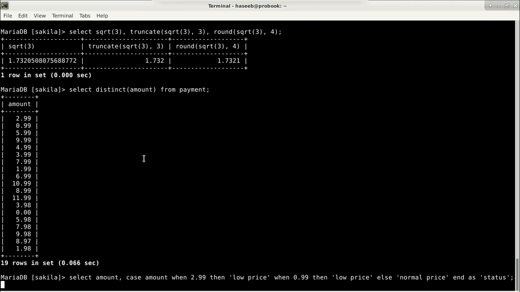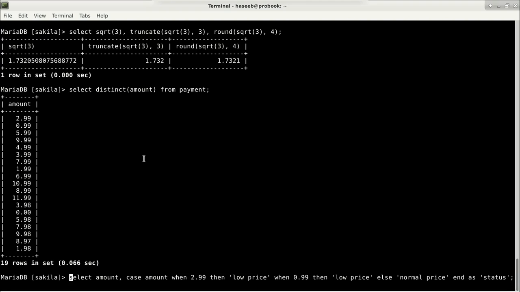Okay, now in the query I have printed two things, the amount and then a case on the amount, and inside the case statement I have tried to display three things. If the amount is equal to 2.99, then low price will be printed. If the amount is 0.99, then again low price will be printed. Otherwise normal price will be printed. And I have given a heading of status to this expression.